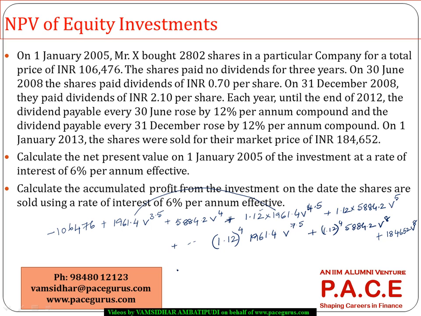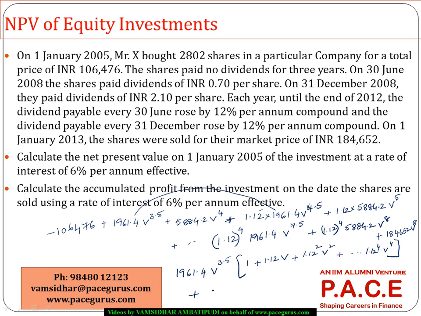The way I could have looked at them is 1961.4, and if I take out V power 3.5 out, it would have been 1 plus 1.12 V plus 1.12 squared V squared and so on, 1.12 power 4 V power 4. This would have been the number.